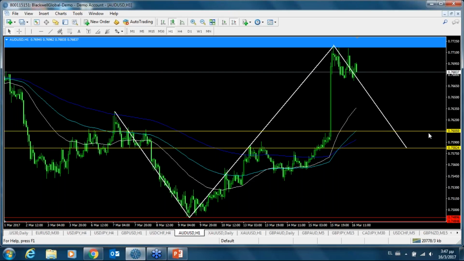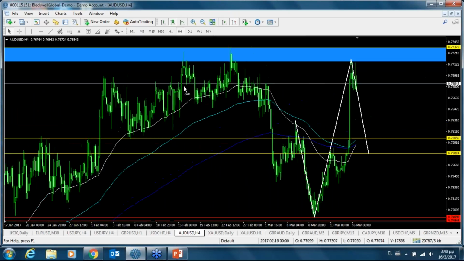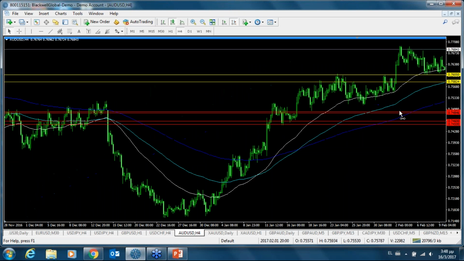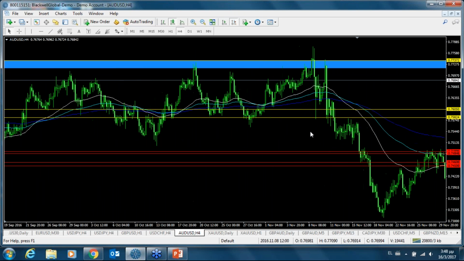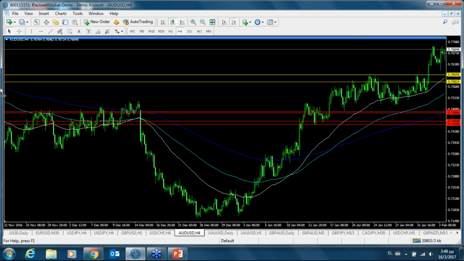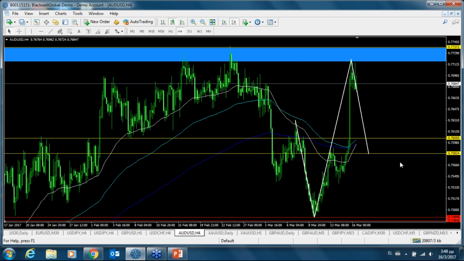So this is your first area that you might find support, but as you go into the 4-hour chart, look at this area here. Did it previously find support in this area? Yes, it did, and brought prices right up there, and as we go on more, you've got more support there as well. So that would actually be an area to look out for as well. At this moment of time, you're looking at bearishness of the AUD versus the dollar.